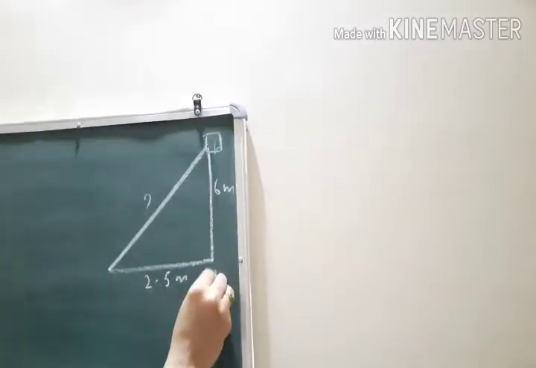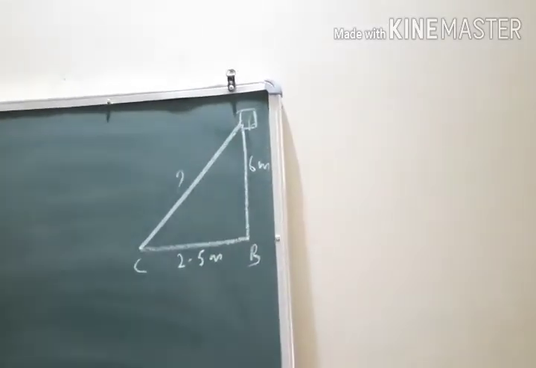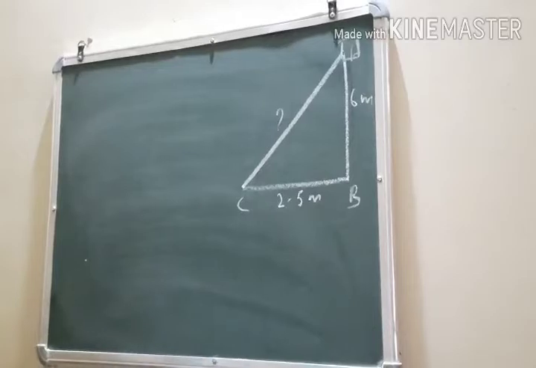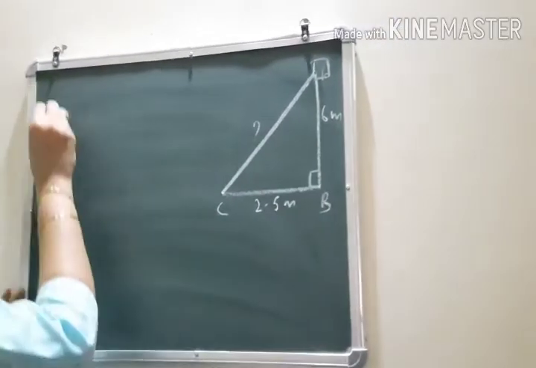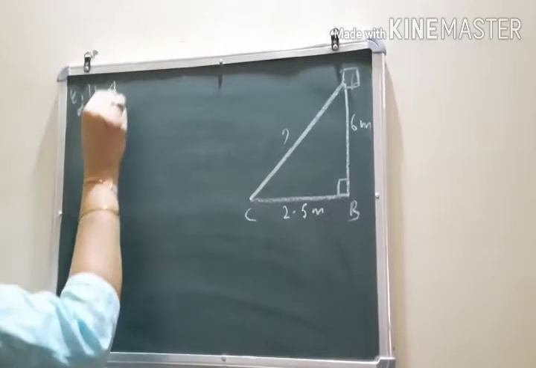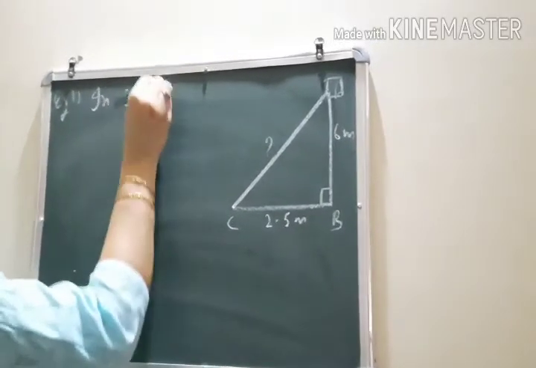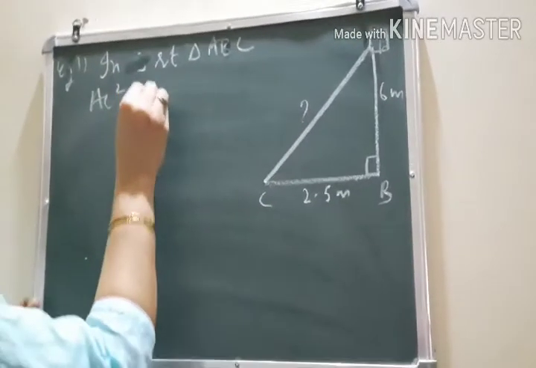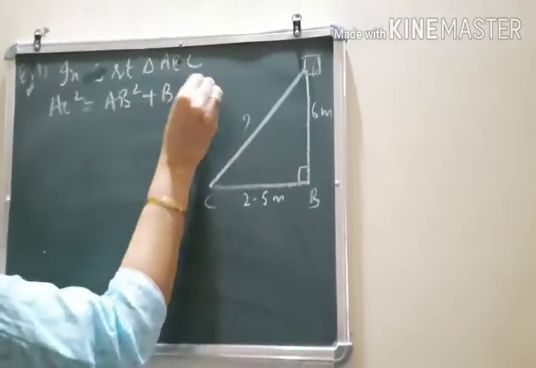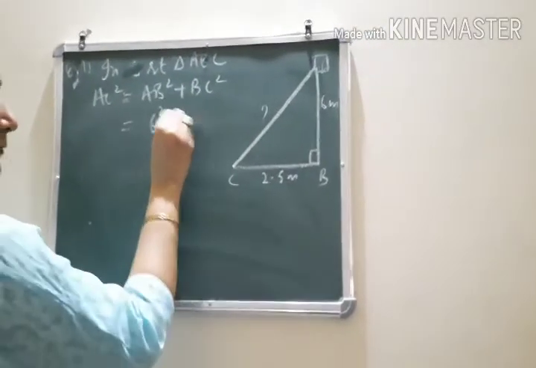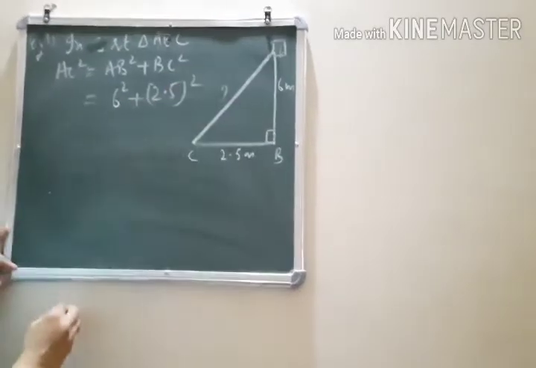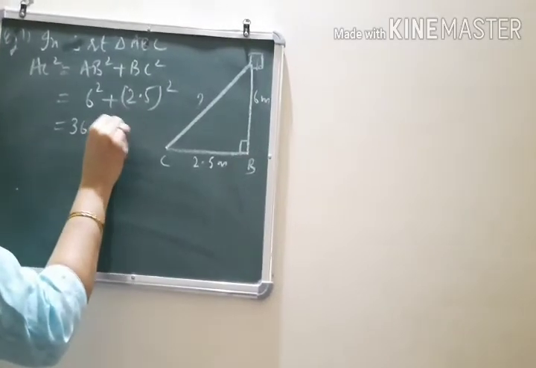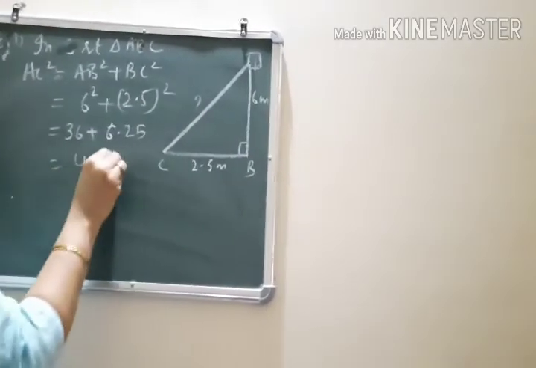This is a very easy question. You can see that whenever a wall is there on the ground, above the ground level, it will be making an angle of 90 degrees. So in right triangle ABC, we can apply Pythagoras theorem. So AC square is equal to AB square plus BC square. Now AB is 6, so 6 square plus 2.5 square. Now what is the square of 6? 36. Square of 2.5, 6.25. Add it, 42.25.